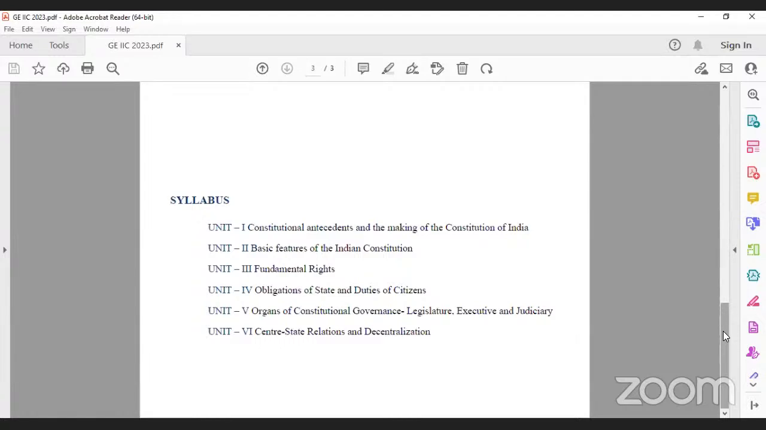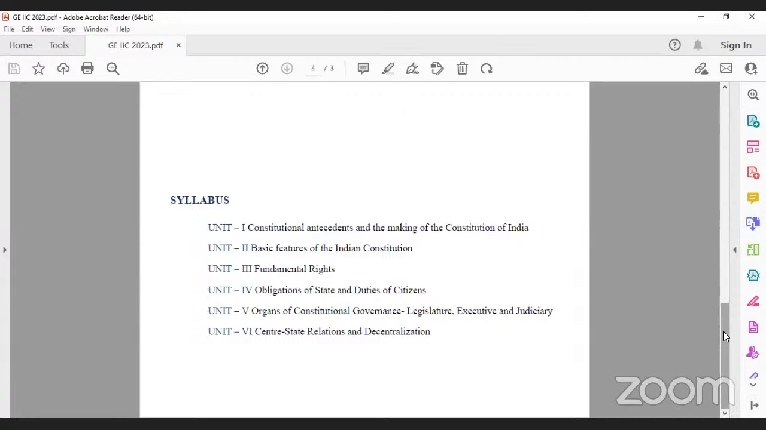The part 1 focuses on the historical context of making of Indian Constitution. Part 2 brings the basic features of Indian Constitution and why we have adopted a particular feature for that matter. Part 3 is focusing on fundamental rights. Part 4, obligation of the state and duties of the citizen.